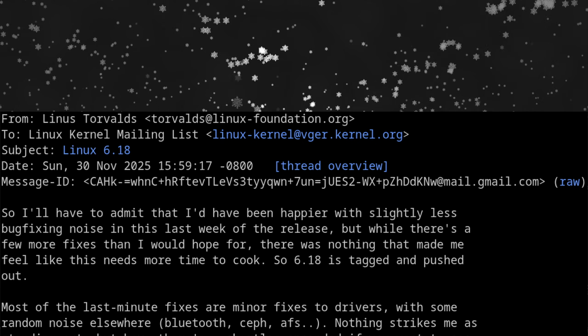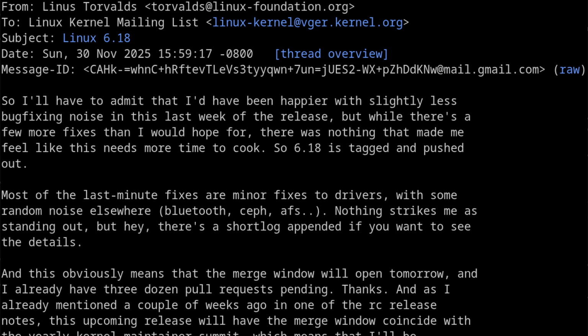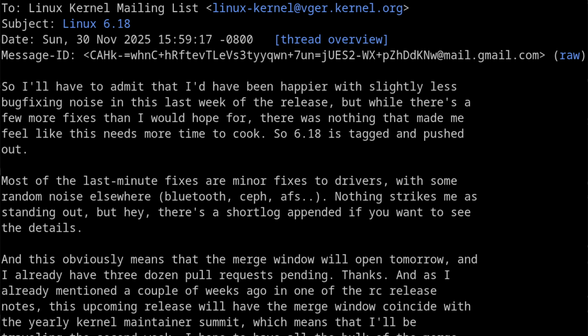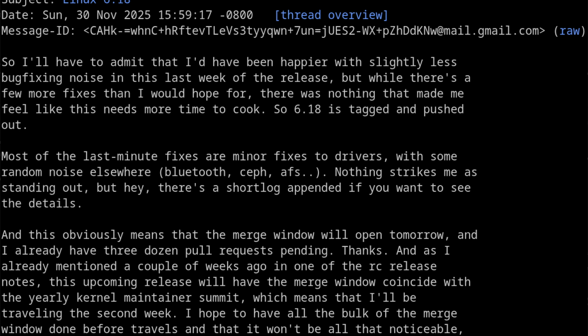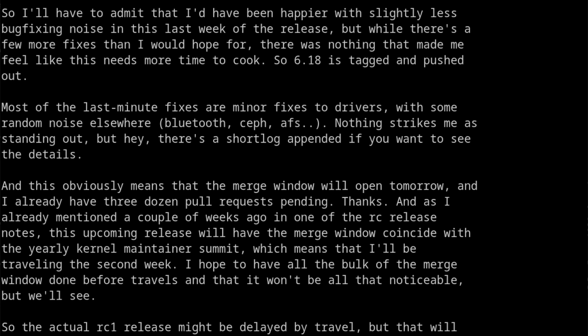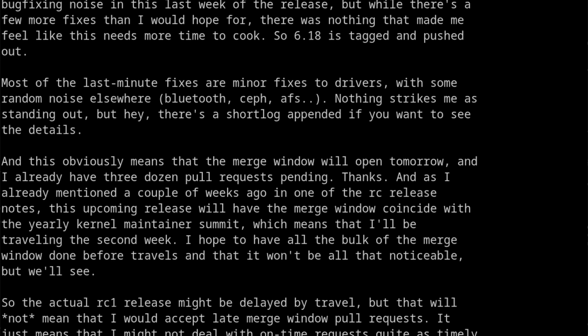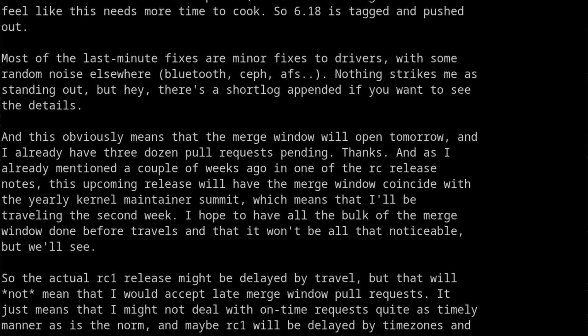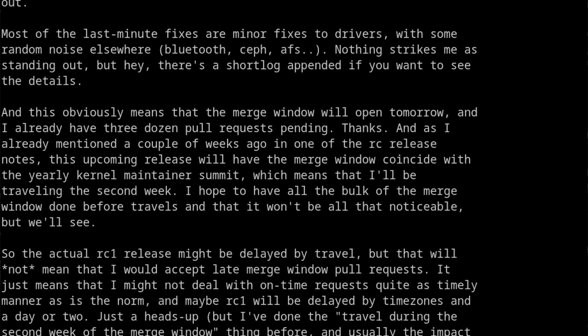Let's take a look at the note that Linus left us. Now there are three things that I want you to take away from this note. First thing, there was some debugging very late in the release, a week before the release. Now this was not big enough for Linus to decide to push back the release, but it's still something big to note because it's not a fun thing.